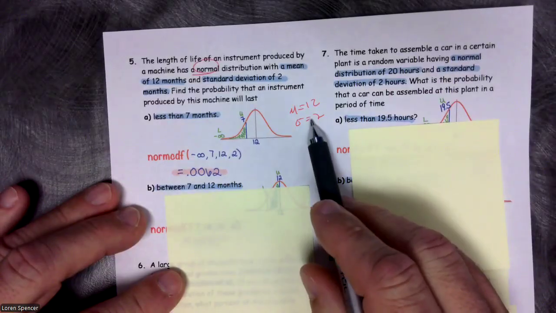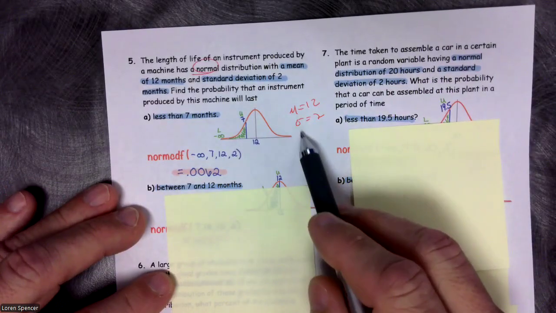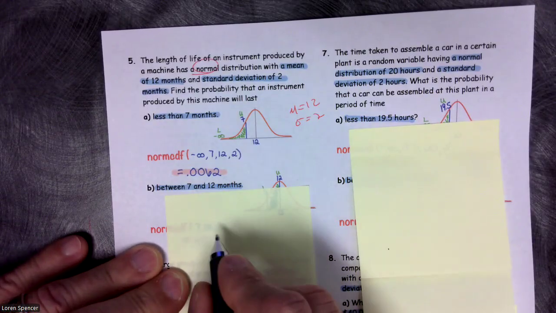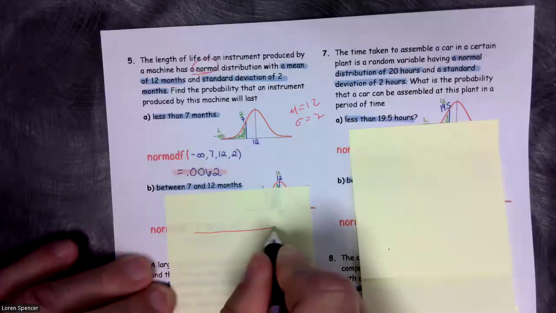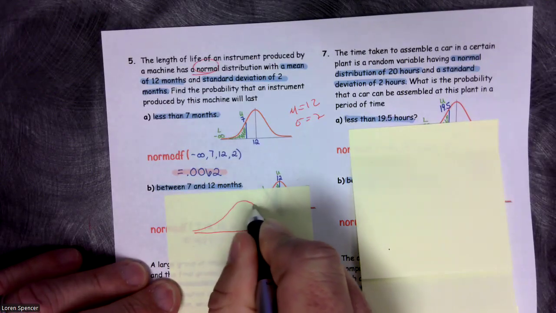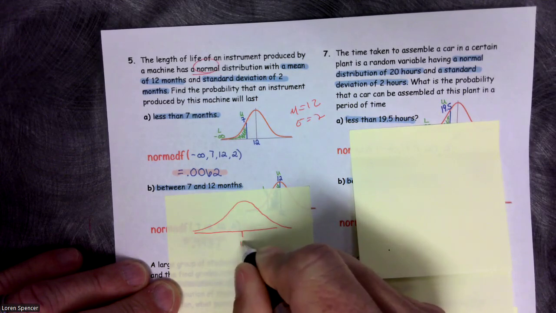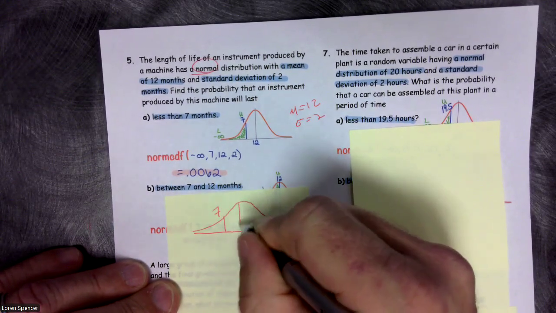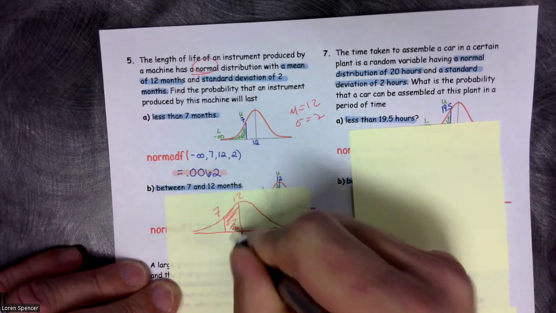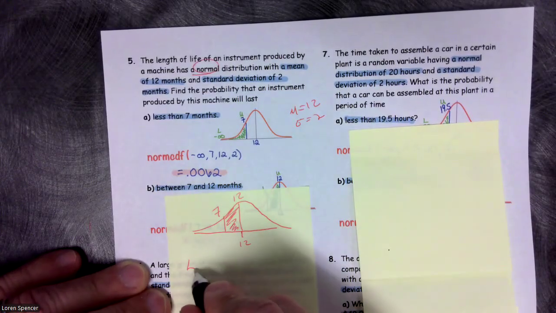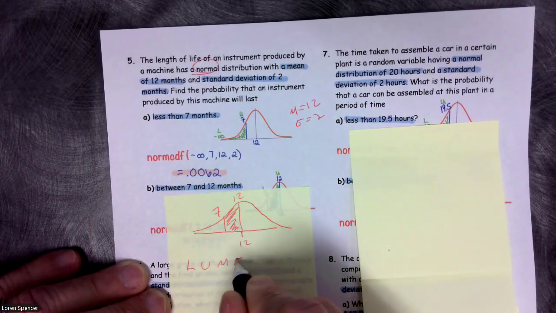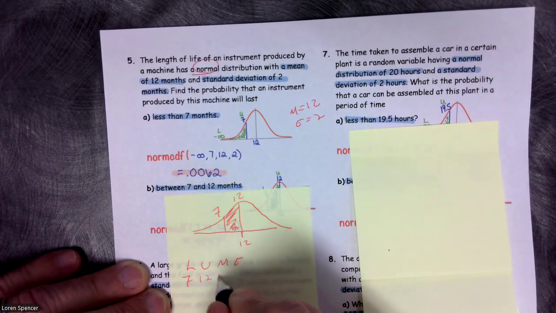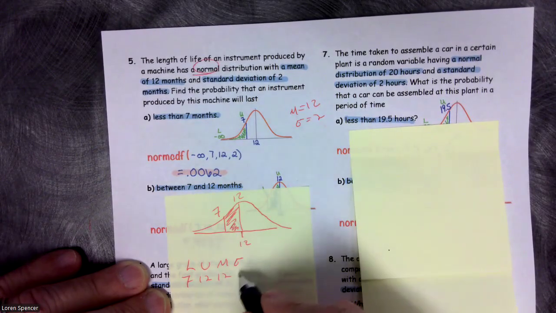We have the same problem, so we're centered, same mean, same standard deviation, but we want between 7 and 12 months. So, drawing the picture, we know we're centered at 12. And 7's below 12, and we want it between 7 and 12. So this is what we're looking for. So my LUMO, lower part of my shading is 7. We shaded all the way up to 12. My mean happened to be 12, and my standard deviation is still 2.